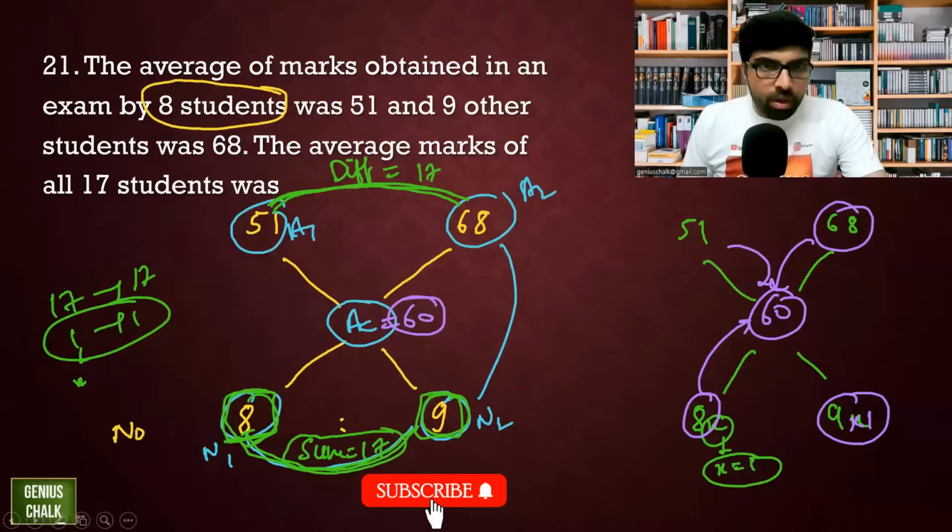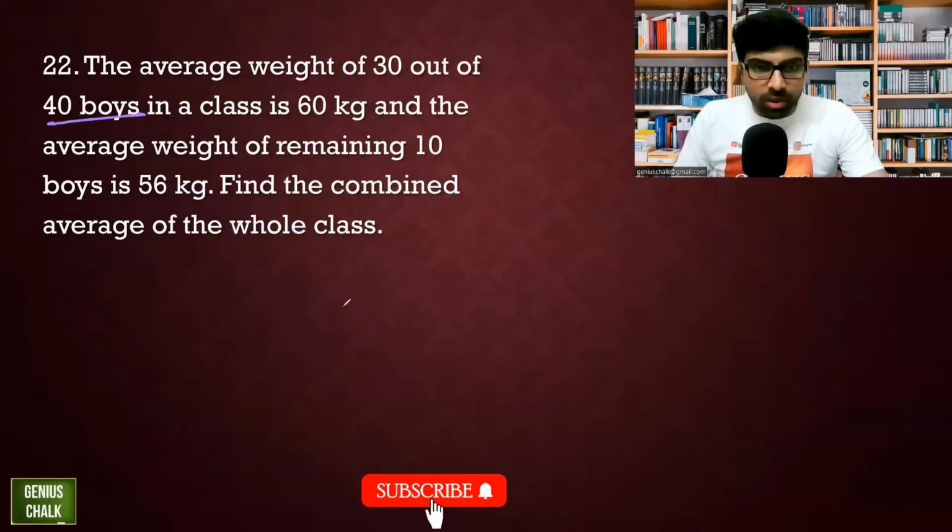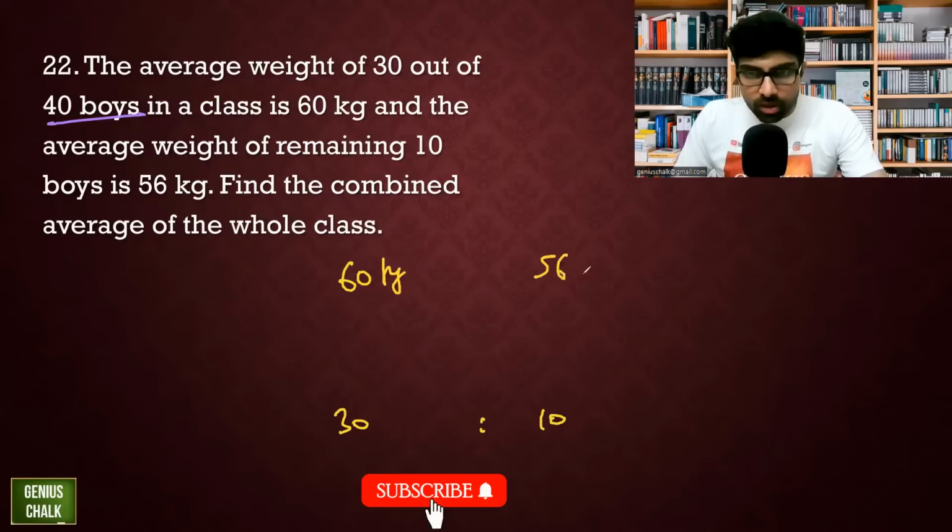This is the next type. Next one, average weight of 30 out of 40 boys in a class is 60. So 30 boys out of 40, fine. That means remaining are 10. So the number is given, which means I can write this number here. Number of boys 30, number of boys 10. And first the average was 60 kg. Remaining 10 boys is 56 kg.